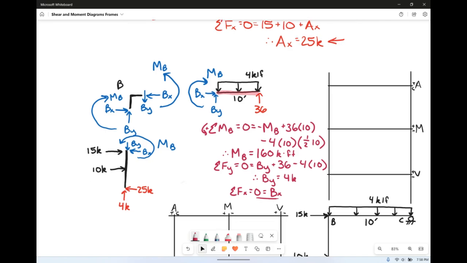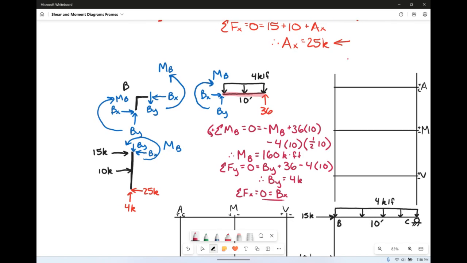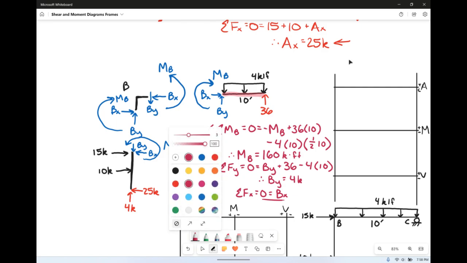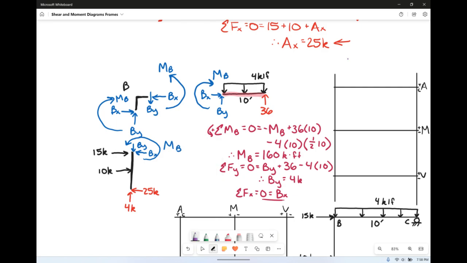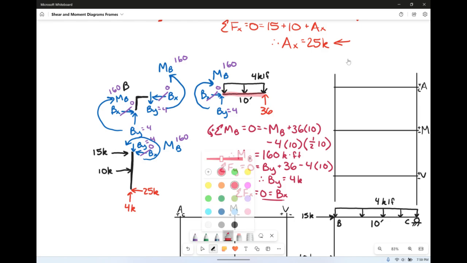Technically, if we look and transfer all of our forces through here, we said By was 4, Bx is 0, and By here is 4. We said MB is 160.